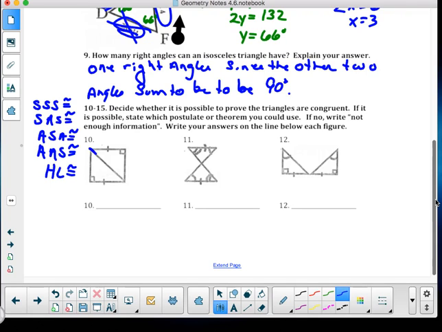Well, here I've got this is reflexive, and I've got a leg, and it's a right triangle. So this one is by HL congruence. I suppose I should say yes, because are they congruent? Yes. How do you know? Because of HL congruence. And 11, are they congruent? Yes. Okay, how do I know?